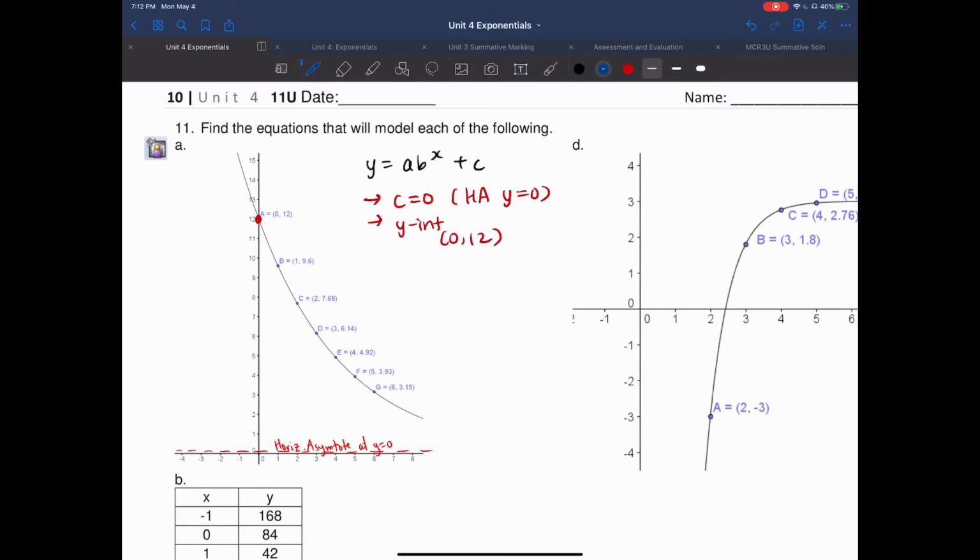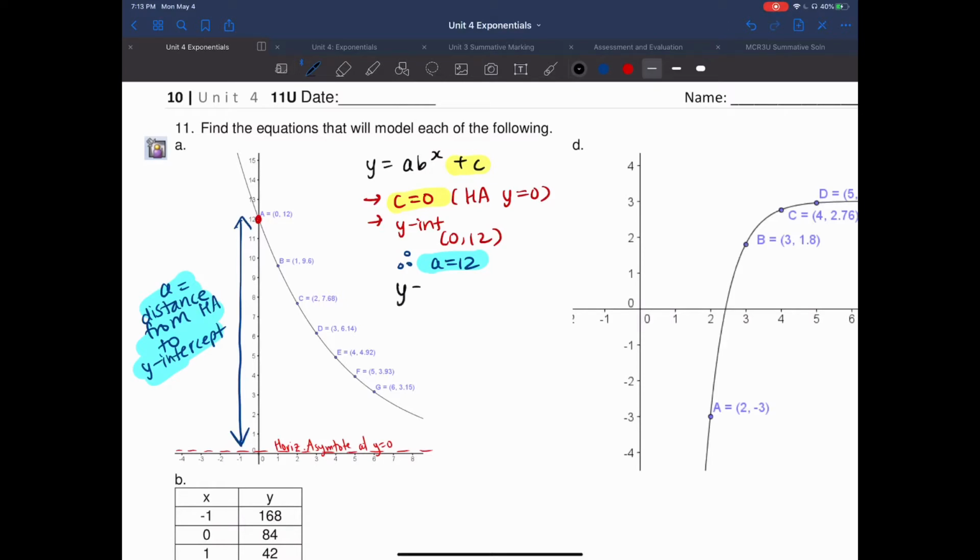So based on this information, I can conclude that the distance from my y-intercept to my horizontal asymptote is a value of 12, and therefore I can conclude a is equal to 12. After that fact, it's a matter of algebraic work, okay?